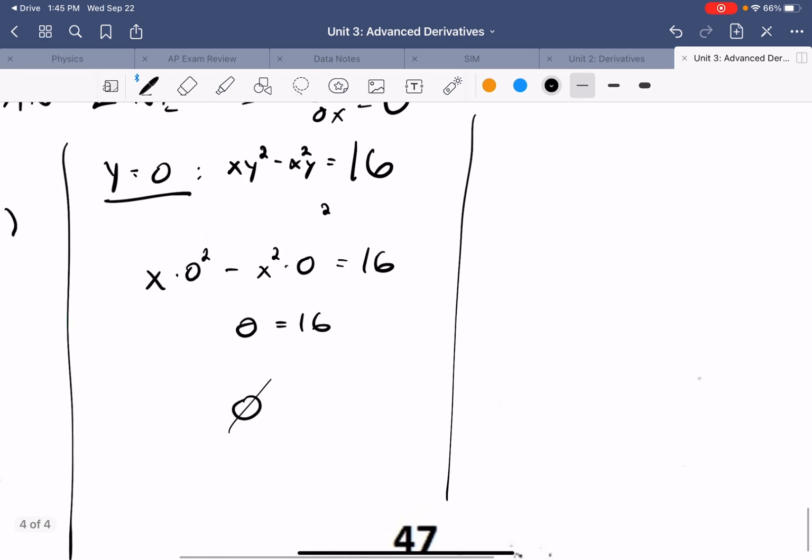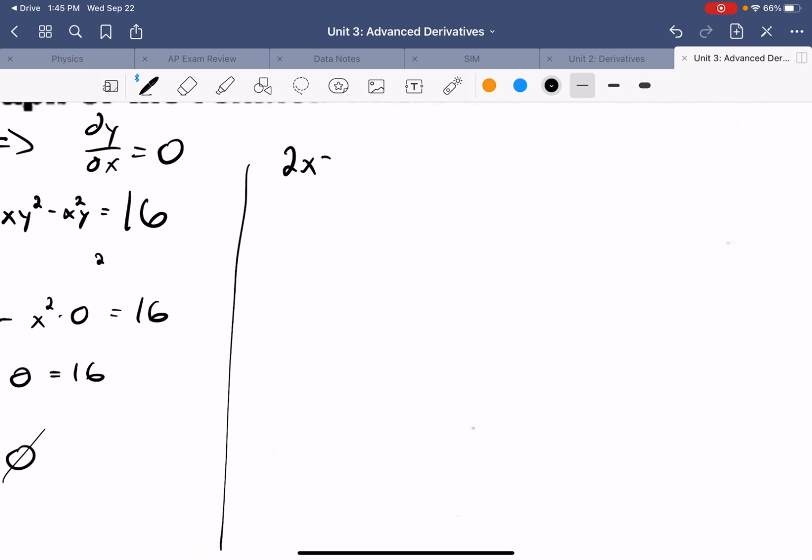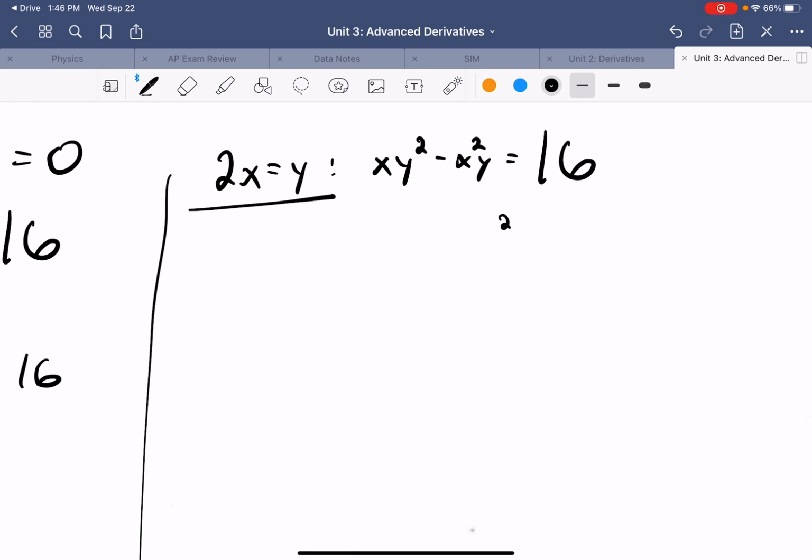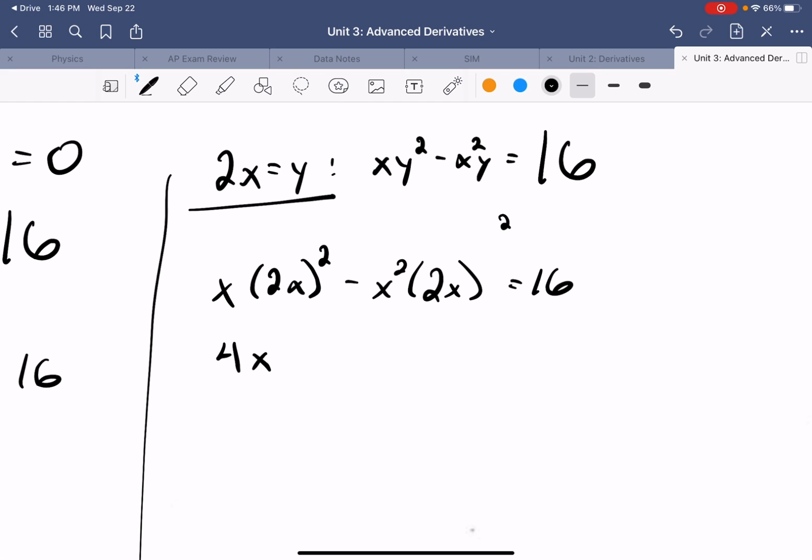The other thing we have to check is 2x equals y. And we're plugging that into the original problem. So we're going to plug in 2x everywhere we see a y. So it's x, 2x squared in place of the y squared, minus x squared, and then we have 2x in place of that y. Square the 2x, that gives us 4x squared, and then combine that with the x that was already there, the x cubed minus 2x cubed equals 16.